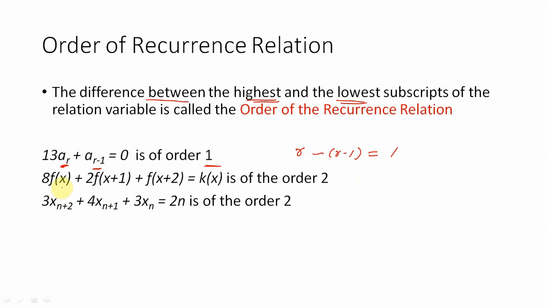If you see over here, the lowest subscript is x and the highest is x plus 2. So the difference over here is 2. So it's a recurrence relation of order 2. Similarly, I can see it over here, n plus 2, n plus 1, n. So this is the largest subscript, this is the smallest subscript. The difference between the two gives me the order of the recurrence relation, that is 2. So this is how you will find the order of the recurrence relations.